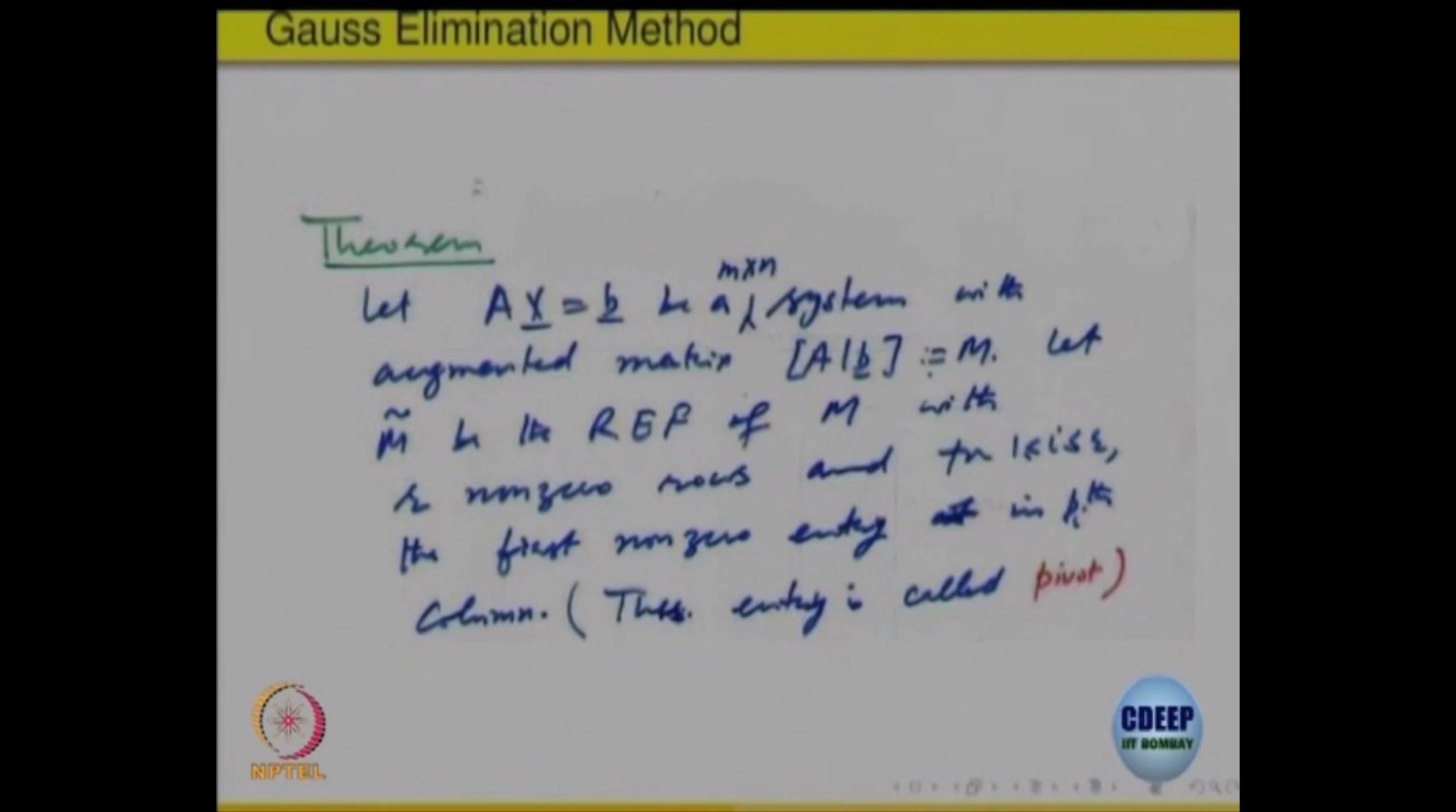So, once again, let us summarize what we have done with this row echelon form for solving a system of linear equations. Look at the system A x is equal to b, an m cross n system, with augmented matrix A along with b; we call it M. Reduce the matrix to the row echelon form and look at the non-zero rows. r is the number of non-zero rows, and pivots are coming at the p i th place.